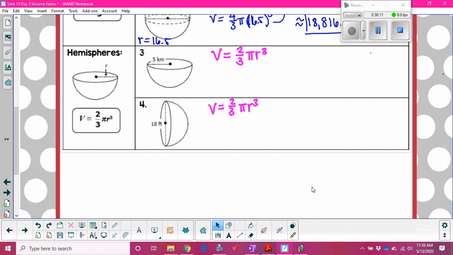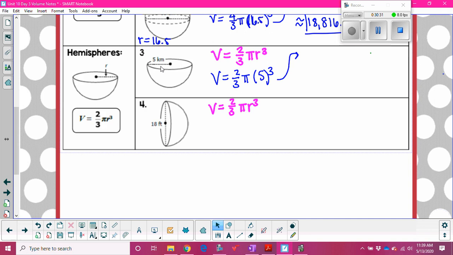All right, so looking at this, the formula for the volume of a hemisphere is 2/3 pi r cubed. Okay, so we just need to have the radius. We have it in number 3, so I'm just going to go ahead and plug in our stuff. So we have that the volume is equal to 2/3 times pi times our radius here, which is 5 cubed.